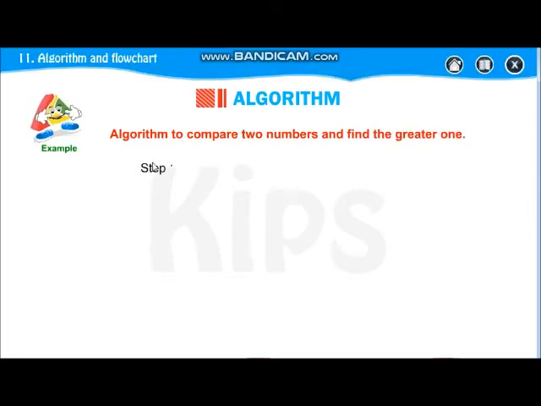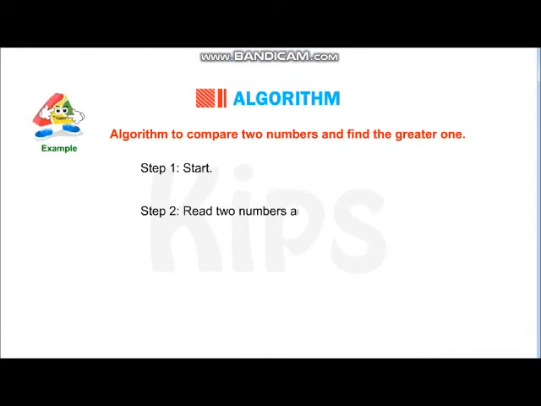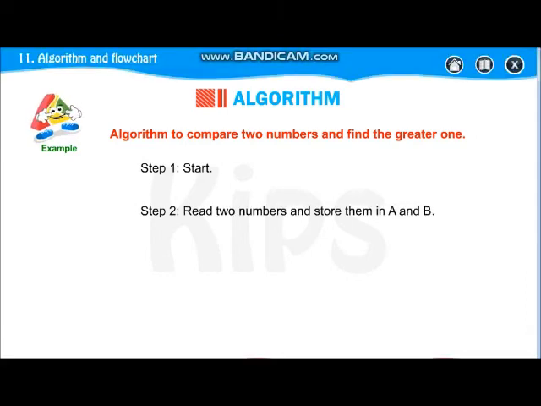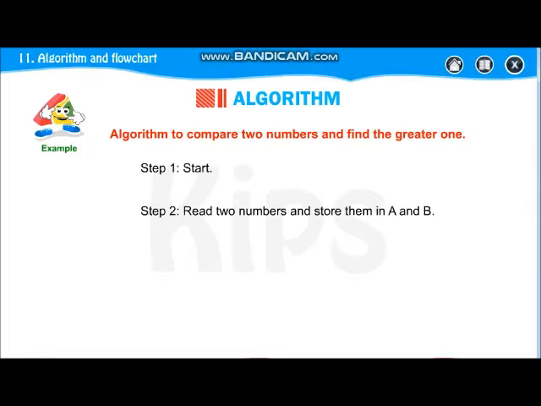Now again, algorithm to compare two numbers and find the greater one. Okay, how many numbers do we want? Two numbers. So what we will be writing is step 1, start. Second, read two numbers and store them in A and B. अब ऐसा फिक्स नहीं है कि हम ये लिखेंगे read first number as A, read second number as B. We are writing a simple sentence कि store numbers in A and B. Okay, so this is our basic step.